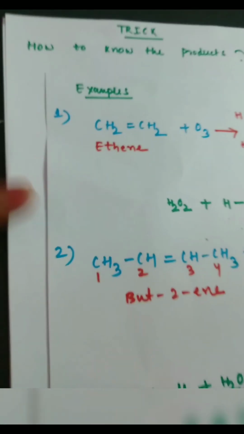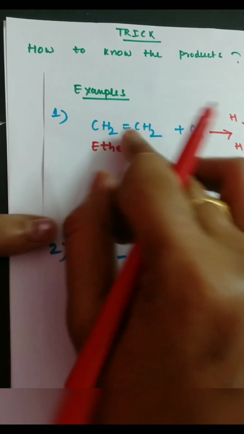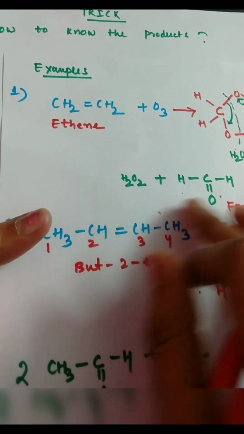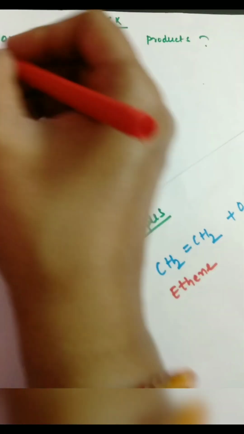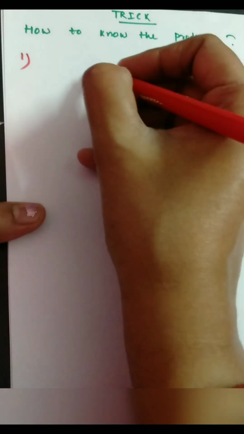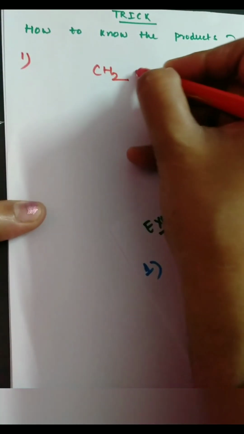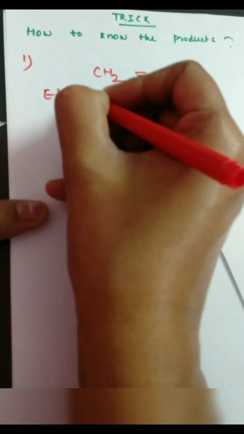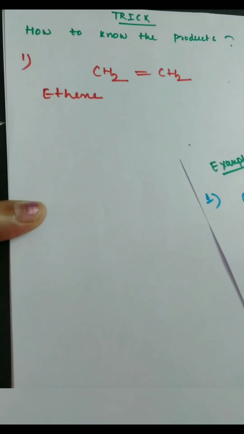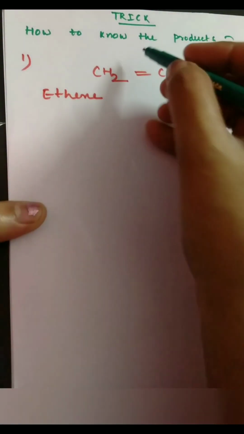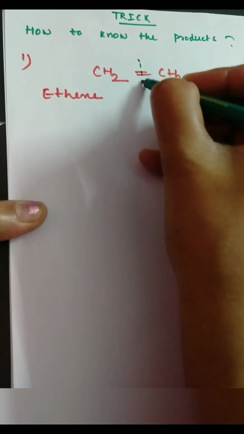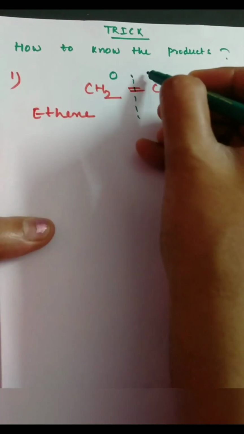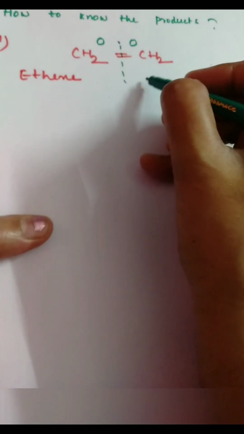Suppose the reactant given to you is ethene. Without doing the reaction or intermediate steps, how will you know the product? If I write the ethylene molecule, CH2 double bond CH2, this is our reactant. Now how will you know the product? Just cleave the carbon-carbon double bond, and put two oxygens here. Now you will get the product.